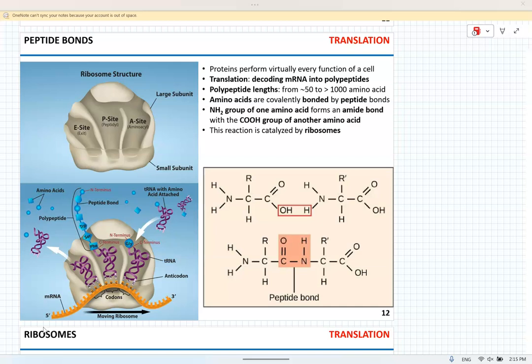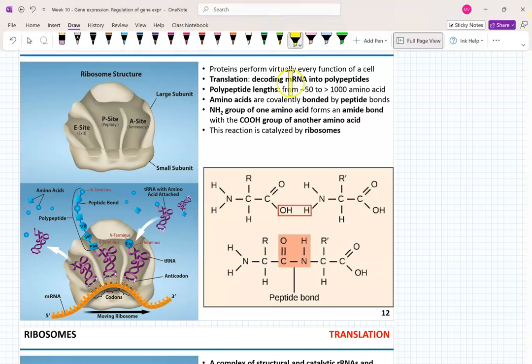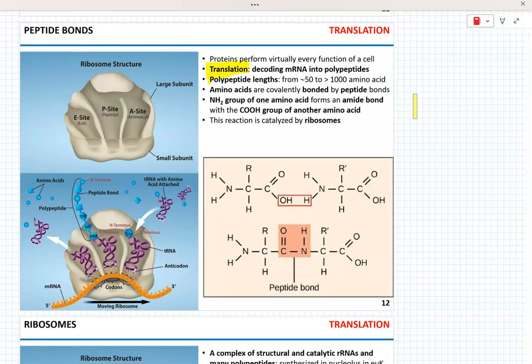Now it's time to talk about the process of translation. So proteins are essentially the main workhorses of the cell. They perform almost all cellular functions, and they are synthesized during the process of translation. An mRNA is decoded to form polypeptides. Polypeptides can be of different lengths, from 50 to 1,000 amino acids.